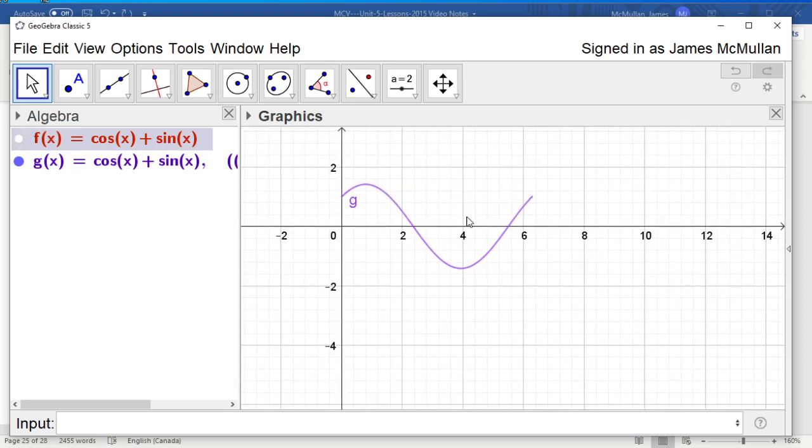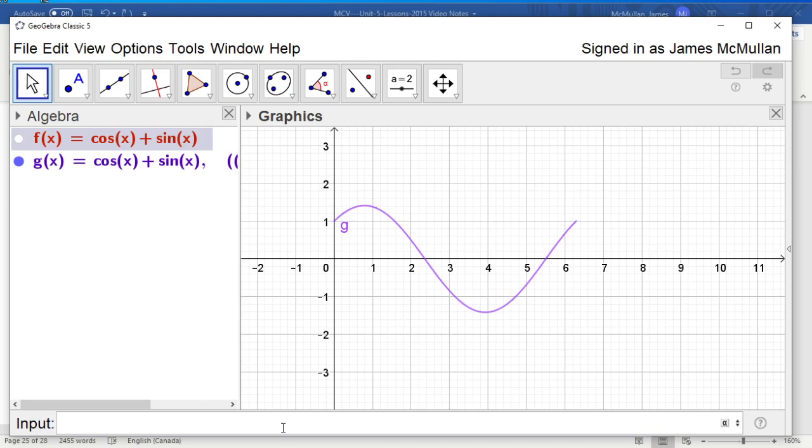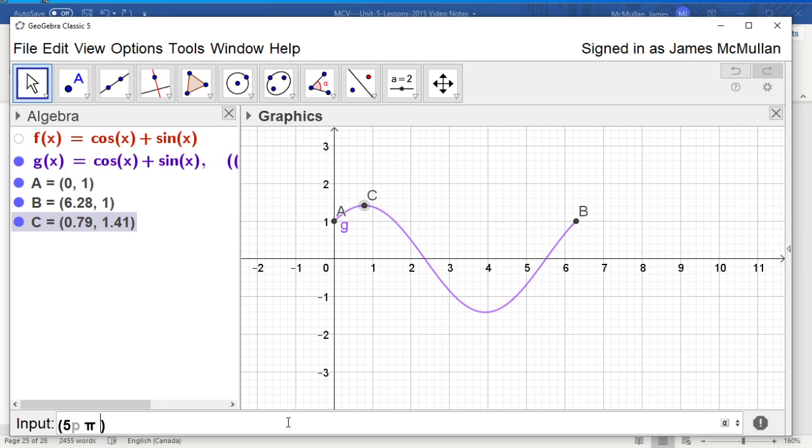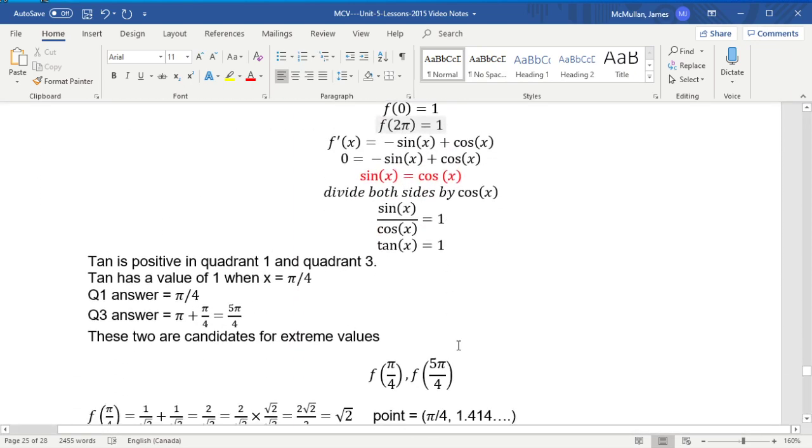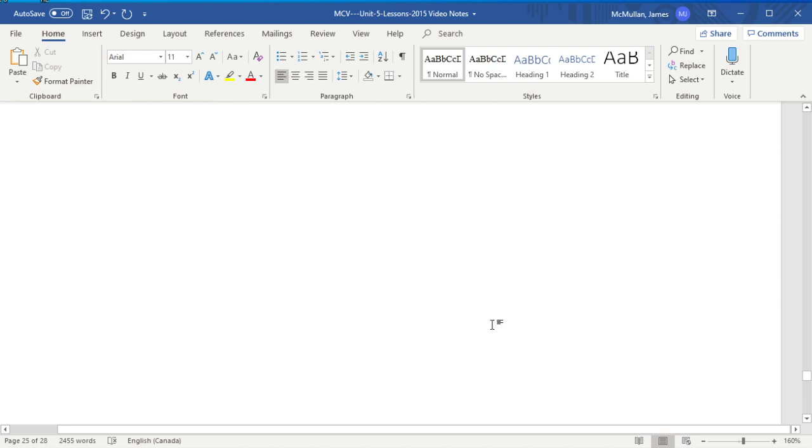When I go in here, I can see that what we said would be true is that 0 and g of 0 would be the point 1. 2 pi and g of 2 pi would also be the point 1. Then pi over 4 and g of pi over 4 would be the absolute max, and 5 pi over 4 and g of 5 pi over 4 would be the absolute min. You can see we got everything right there without needing the graphing software. We were able to do it just using our knowledge from calculus.